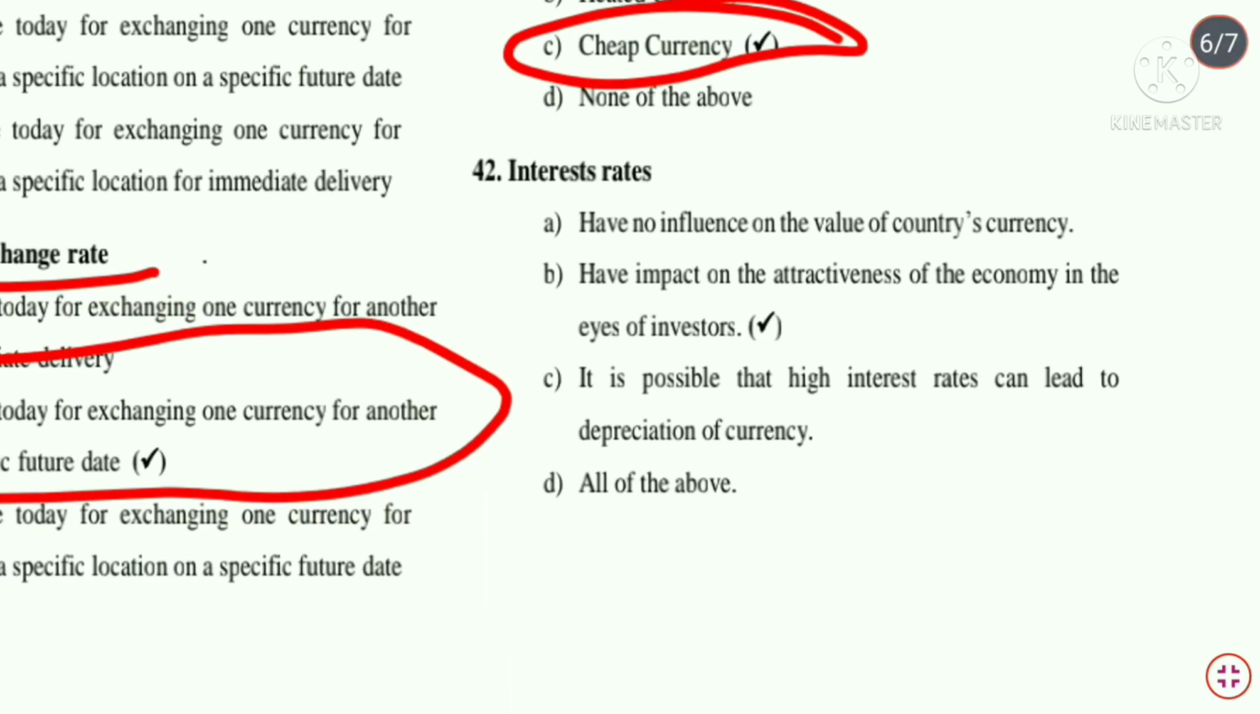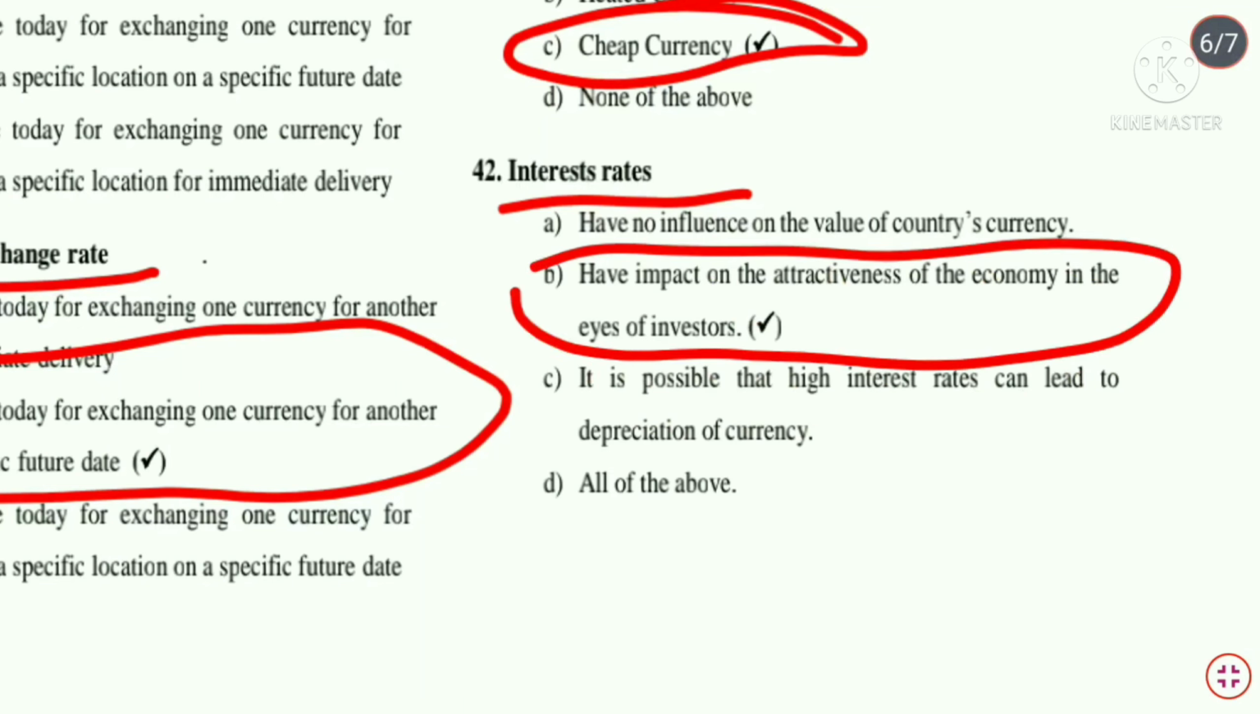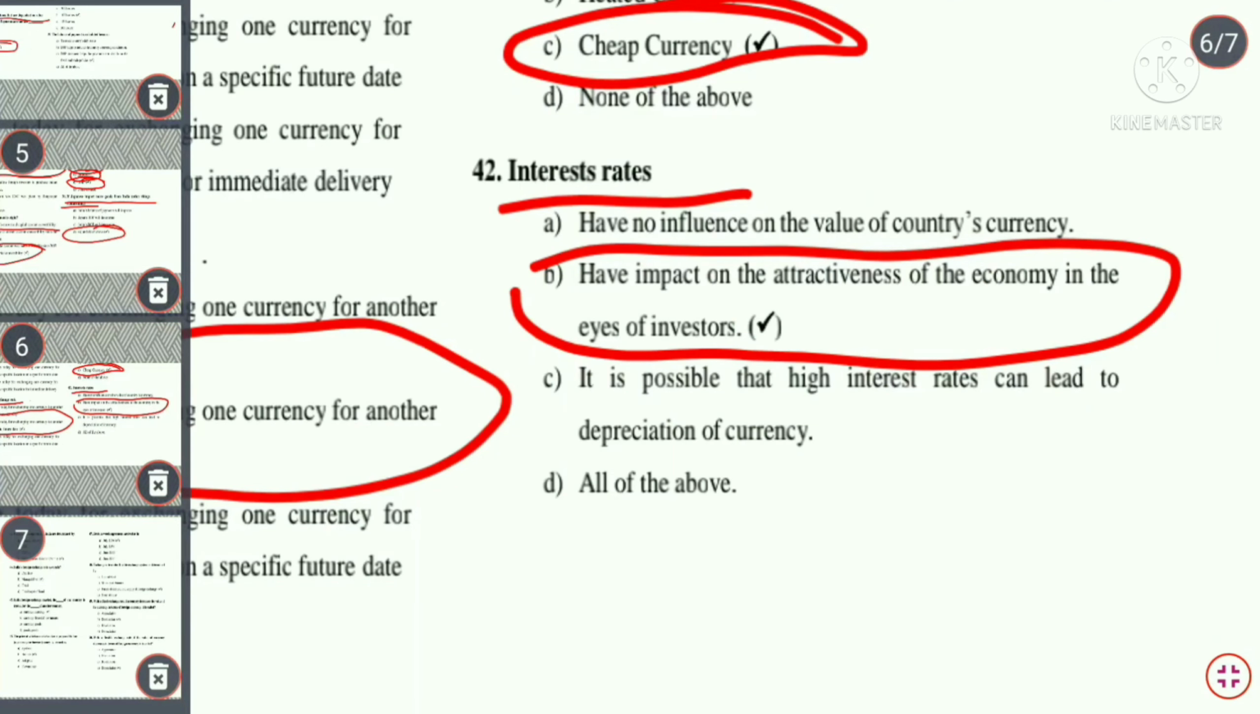Next question: interest rates have no influence on the value of a country's currency. Next: have impact on the attractiveness of the economy in the eyes of investors. It is possible that high interest rates can lead to depreciation of currency. All of the above. Suppose the rate of interest in our economy increases, then that will attract fewer investors, and if the rate of interest has decreased in the economy, that will attract more investors to the economy. That means option B, have impact on the attractiveness of the economy in the eyes of investors, is the correct answer.